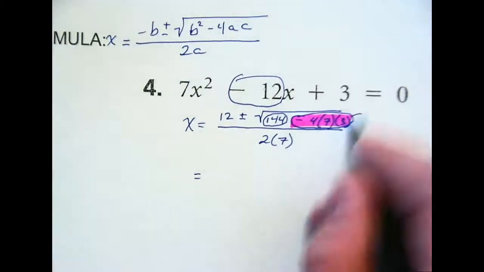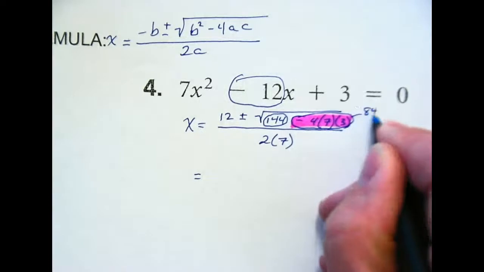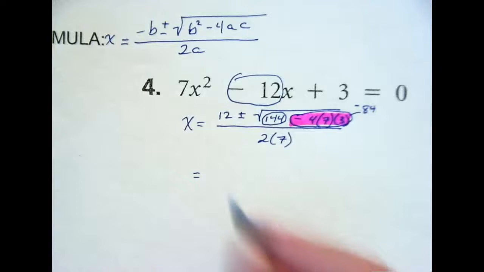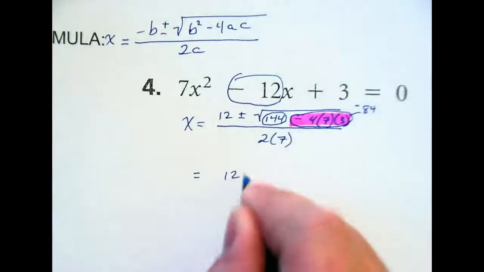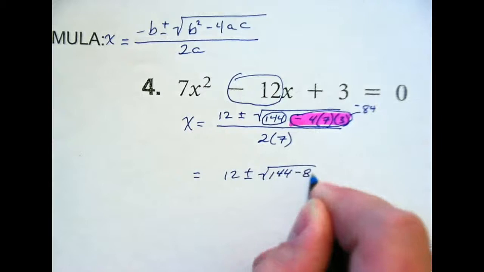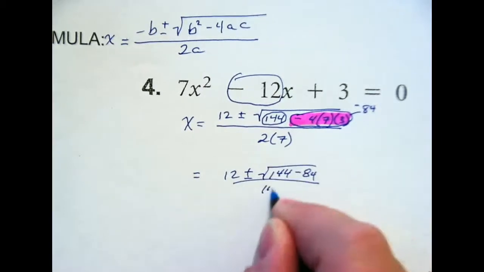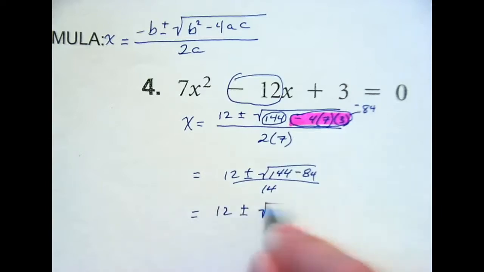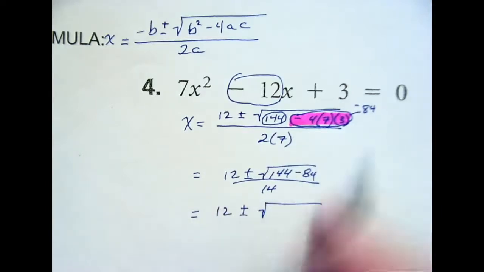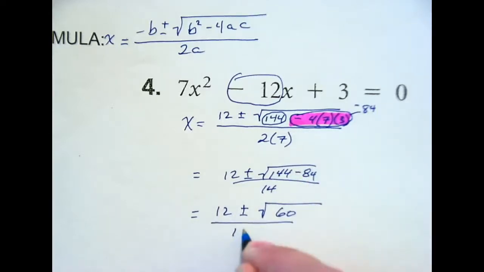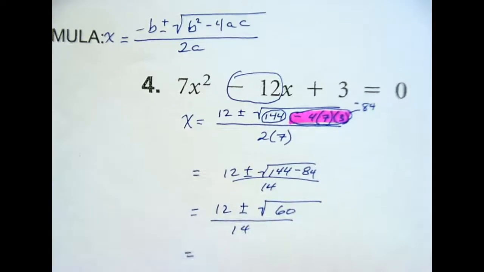This is going to give me a negative 84, I believe. 21 times 4, yeah. Negative 84 there. Okay, so I get 12 plus minus root 144 minus 84 all over 14. 144 minus 84 gives me 60. Is this going to be rational or irrational?